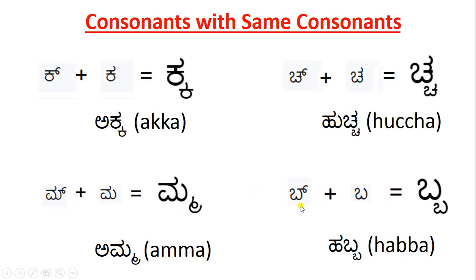Next one is ba. Sorry for the loud sound. It is ba, and you get this when you add b to ba. B plus b equal to b. Used in an example, it is habba. Habba is written like this in English, and habba means festival in English.